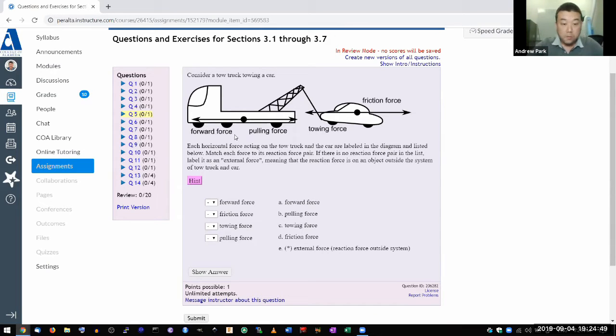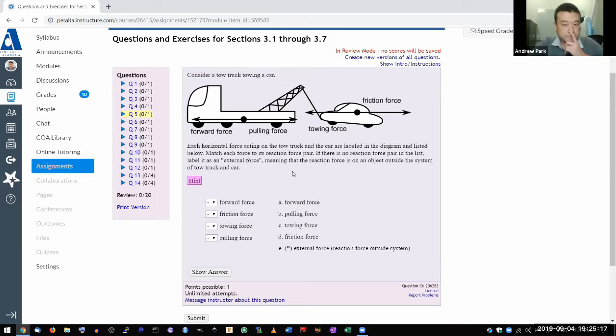So when I look at this forward force and I'm looking for where the reaction force is, the first thing I'm doing is looking for, okay, what is exerting this forward force? What is pushing the truck forward? Well, the thing that it's towing is not pushing it forward. That would be very weird.